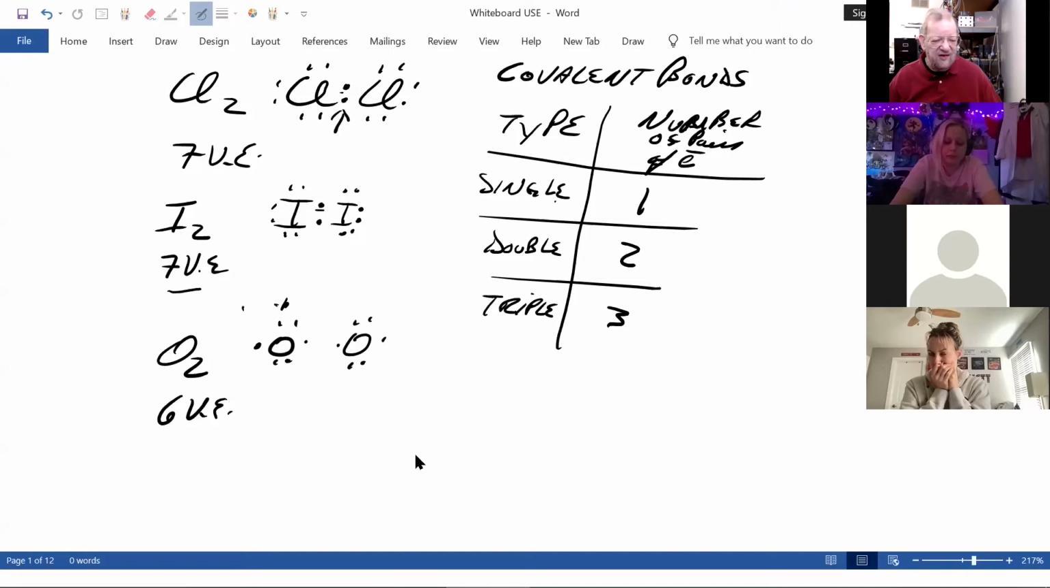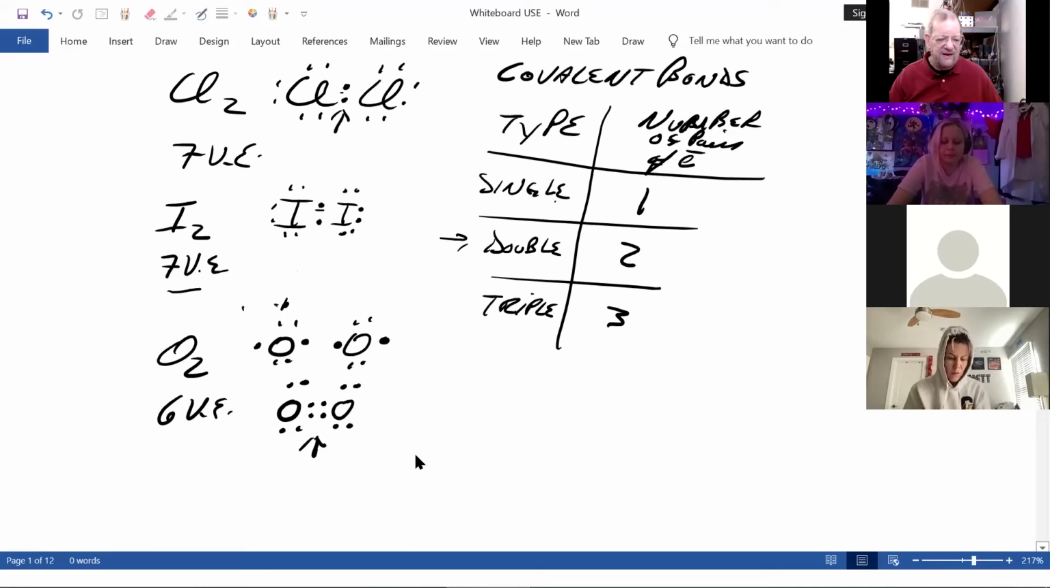This oxygen has 2 unpaired electrons. This oxygen has 2 unpaired electrons. And they say to each other, let's share our unpaired electrons. And the non-bonding electrons are still there. And 2 pair, what kind of bond is between the oxygen atoms? Time's up, 2 pair of electrons, it's a double bond.